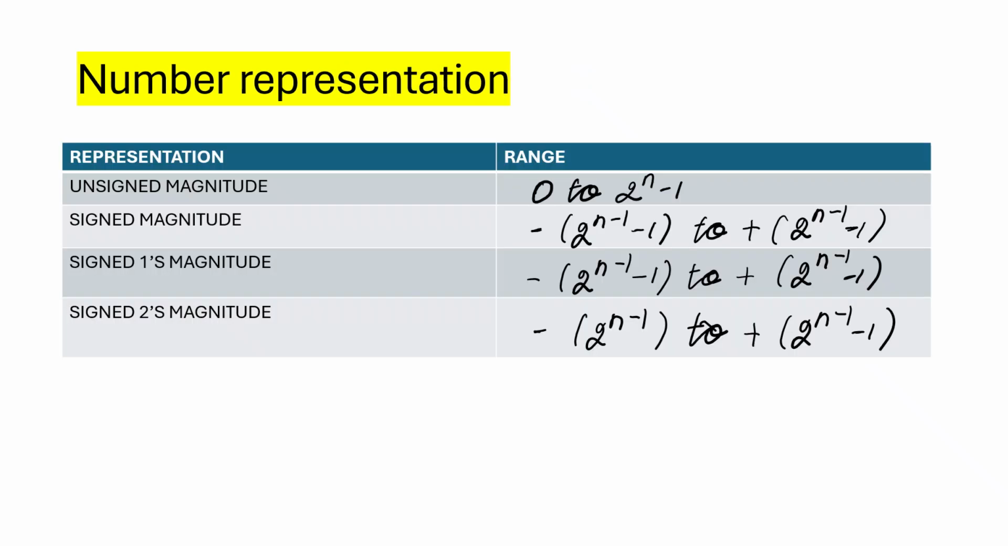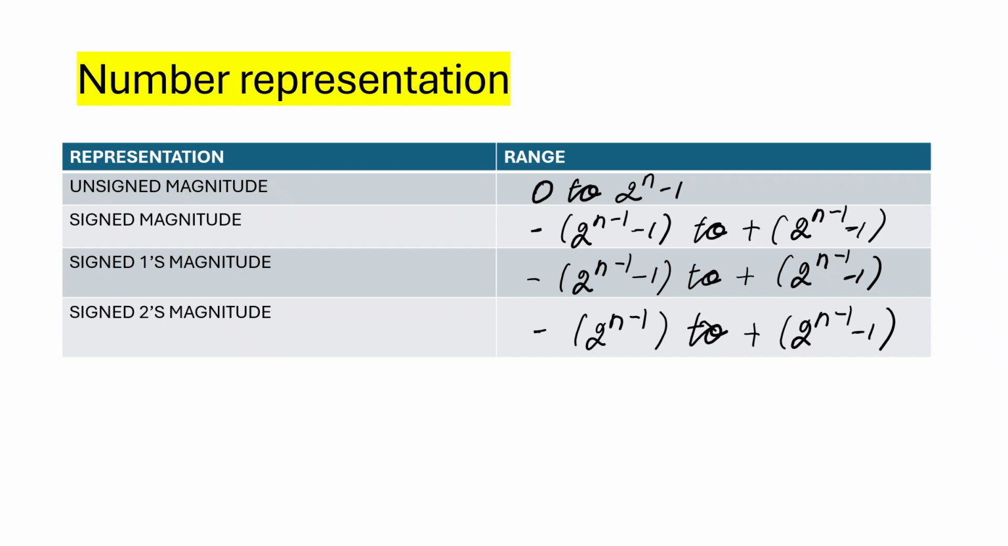Number representation: there are four types of number representation, that is unsigned magnitude, sign magnitude, sign 1's complement, and sign 2's complement. For unsigned magnitude, the range is between 0 to 2 power n minus 1. For sign magnitude and sign 1's complement, the range is minus (2 power n minus 1, minus 1) to plus (2 power n minus 1, minus 1). And for sign 2's complement, it is minus 2 power n minus 1 to plus (2 power n minus 1, minus 1).